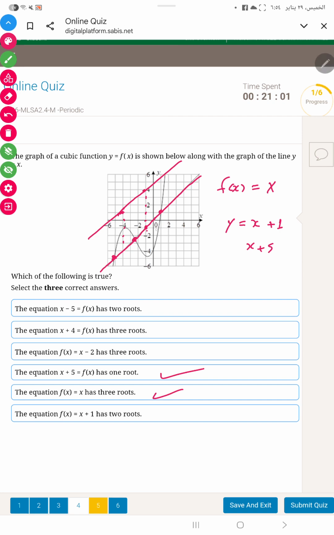But what about if it goes downward? For example, y equal x minus 2. So if this line goes 2 units downward, this point becomes here, and this point becomes here, and this point becomes here, now connect them, you notice that it still cuts it 3 times, like this. This means this option is also correct.